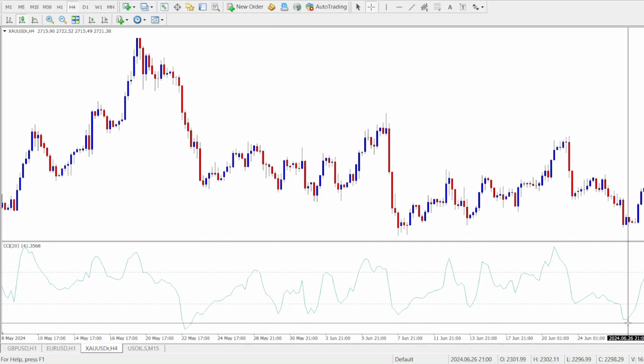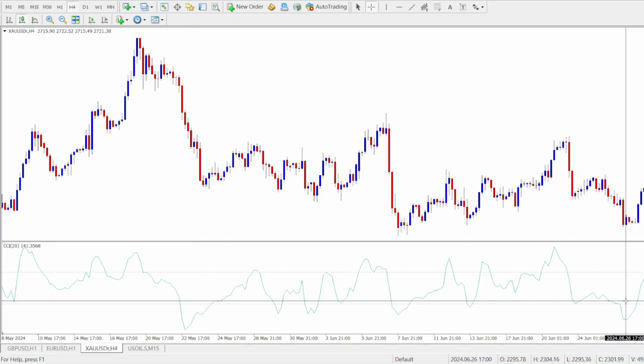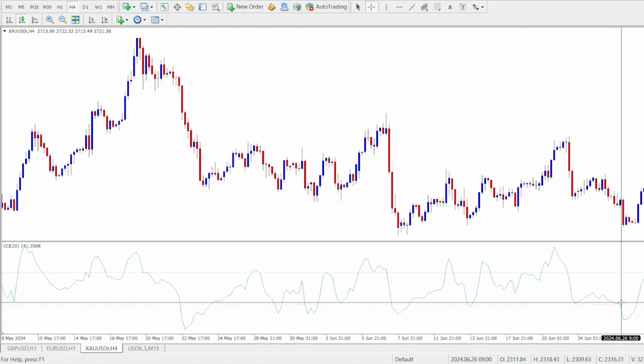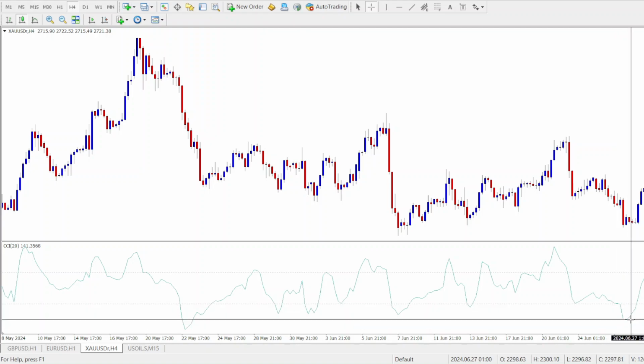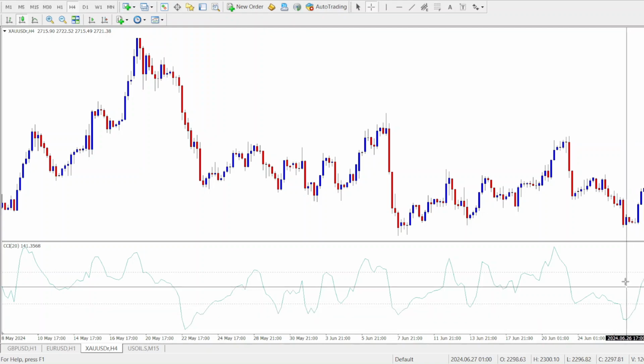Whenever that CCI indicator curves upwards, a possible bullish move is about to start. So you can consider exiting your bearish trade or your sell trade. So when you have the CCI indicator pointing upward within the oversold zone, you can consider exiting your sell trade.